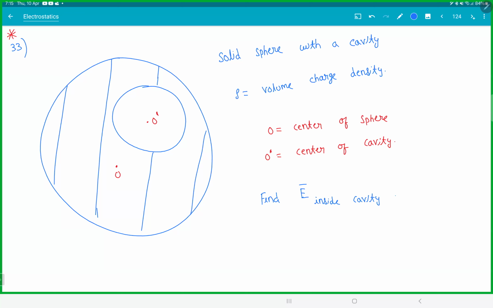It doesn't matter the size of the cavity. Only this much information was given: you only know the O and O dash. You know this vector O dash. You don't know anything else about it.